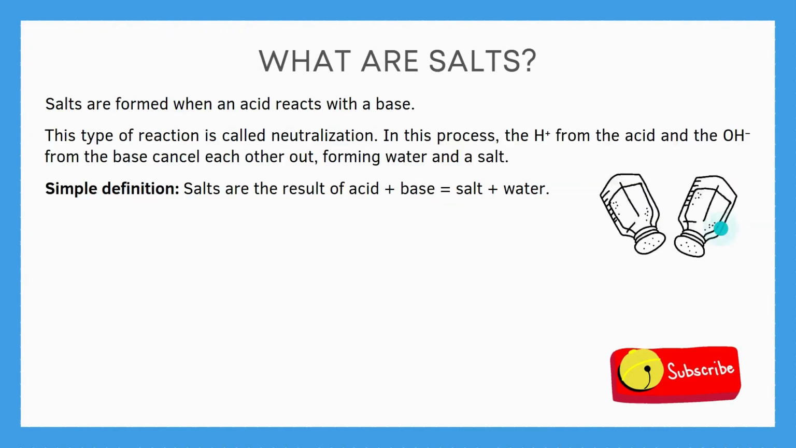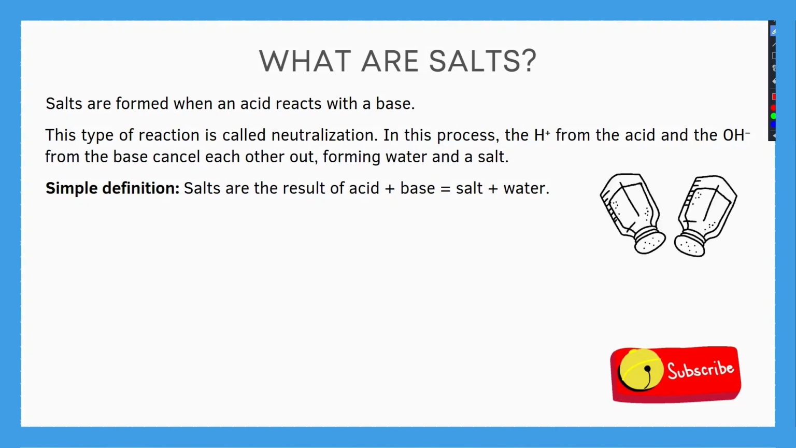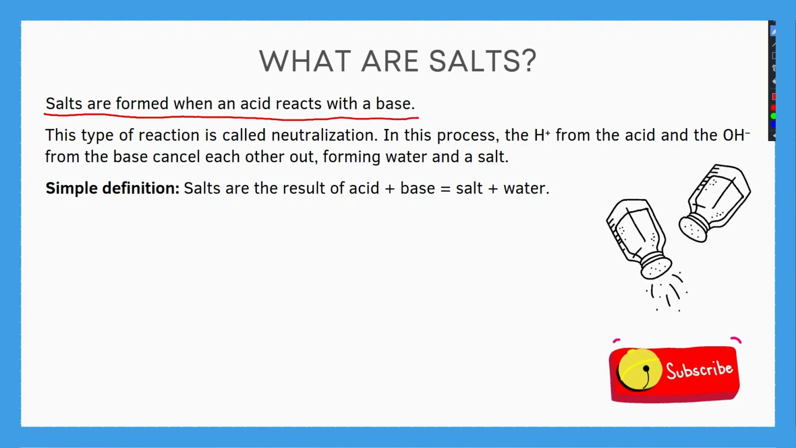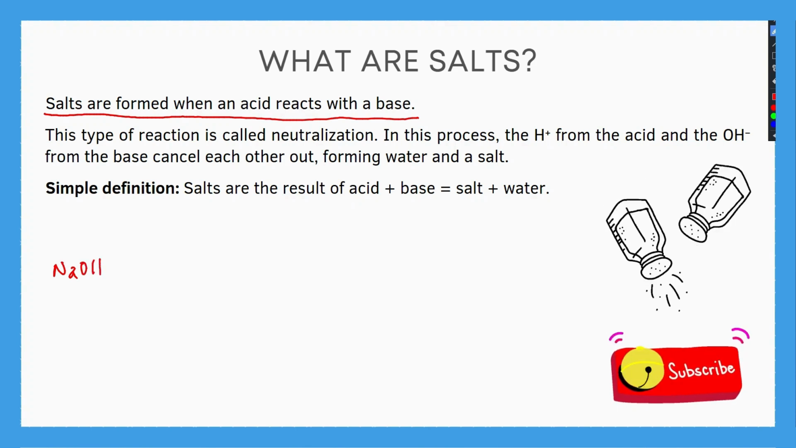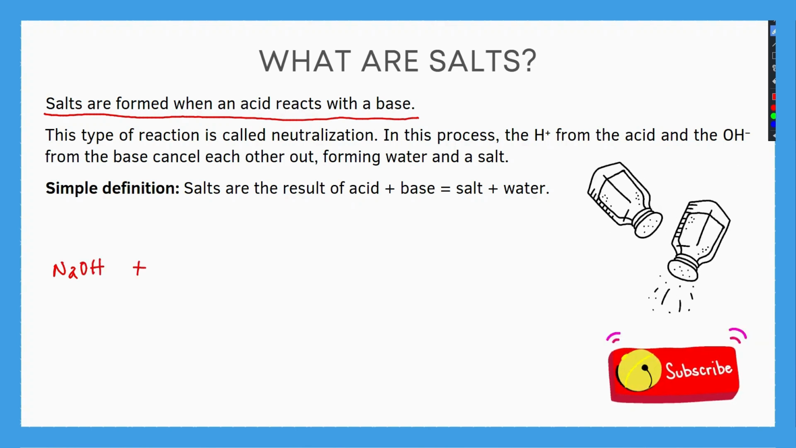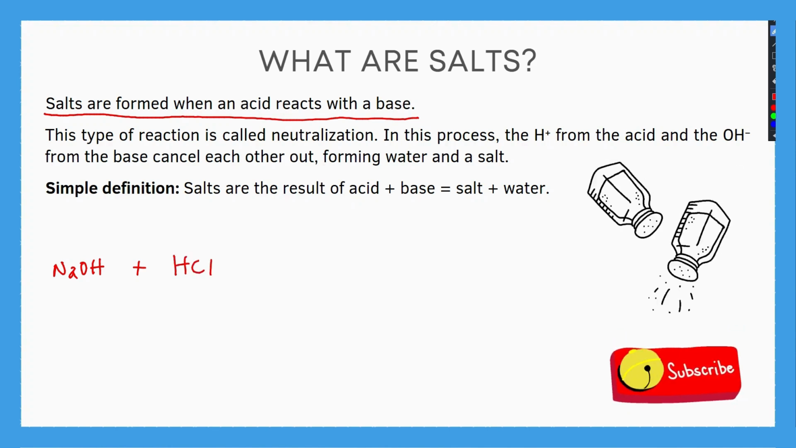Now that we have defined what a base is and what an acid is, let's define the last terminology, a salt. What is a salt, or what are salts? First things first, we need to understand that a salt is a substance that is formed when an acid reacts with a base. Here is a very good example. One of the popular bases that we have in chemistry, I said earlier on, is sodium hydroxide. And one of the popular acids we have in chemistry is hydrochloric acid, HCl.